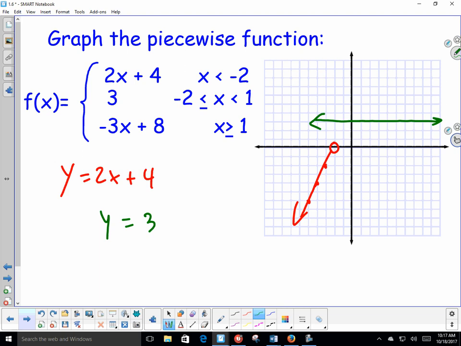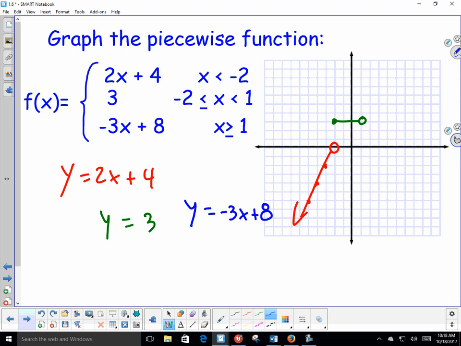Since x is greater than or equal to -2, you would include the -2, and it's less than 1, so you would stop at x equals 1. All right, so you want a point at -2, but a hole in the graph at 1. So I should have a point at (-2, 3) and a hole at (1, 3). Do we agree with this? Yes.